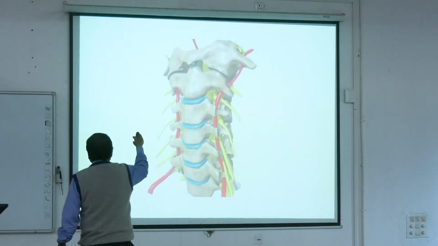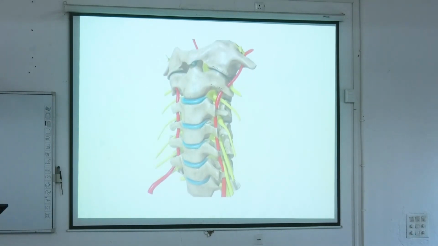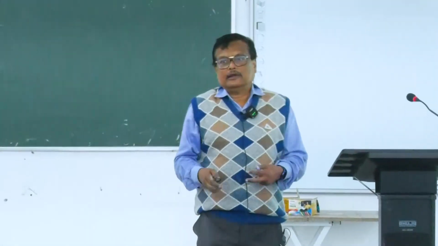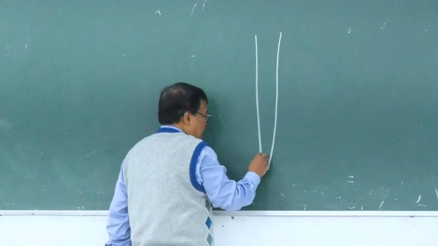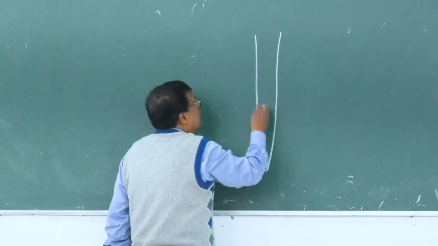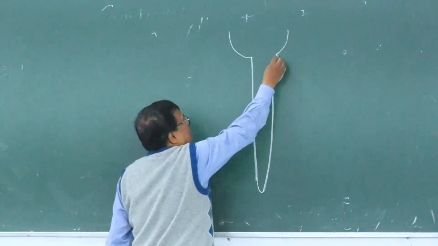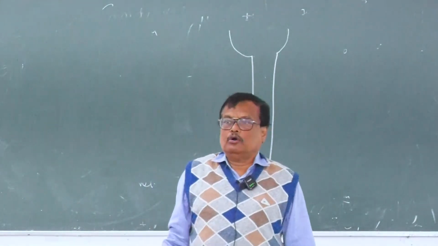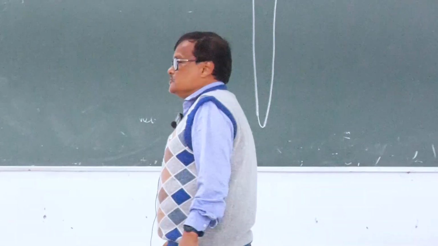You know there is a spinal cord starting from the brain down to the lower border of the L1 vertebra. There is a spinal cord. This is the brain. And from the spinal cord, on either side, the spinal nerve arises.